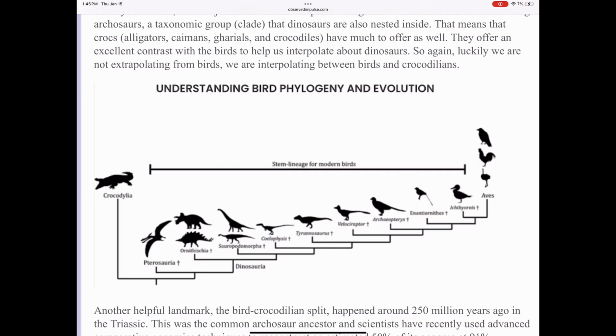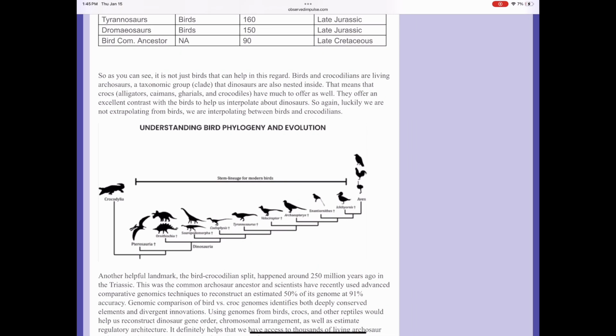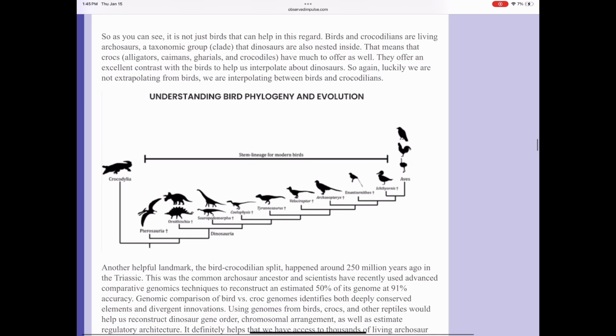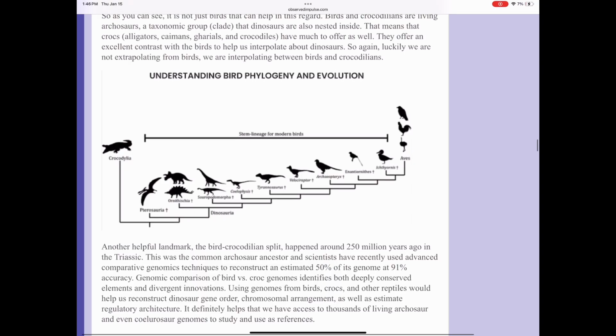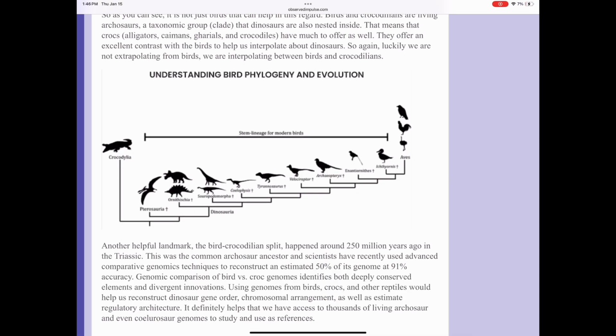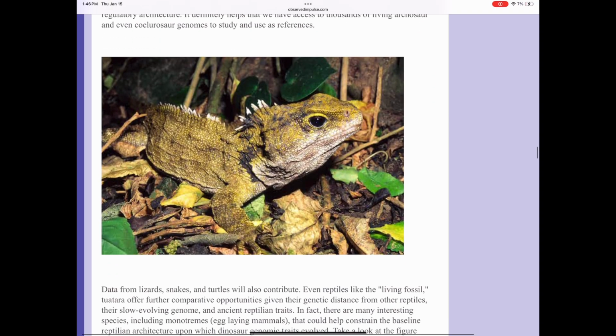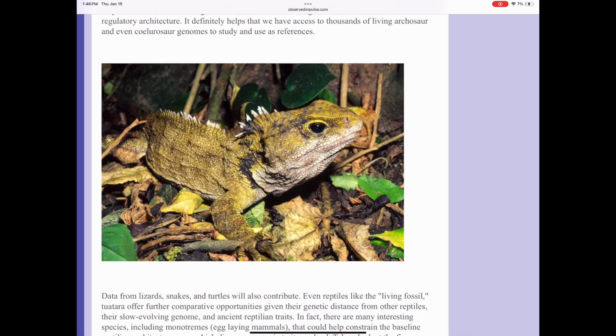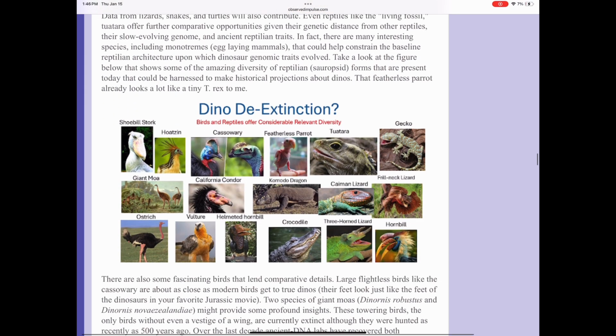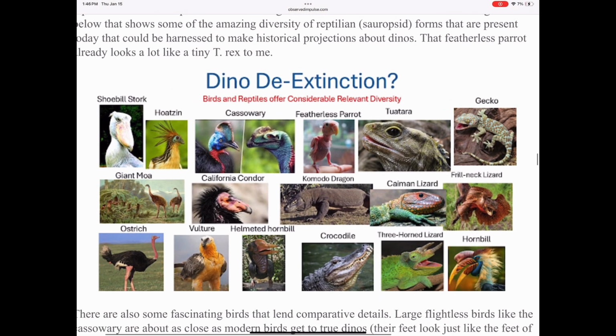There's a lot of morphometric and phenotypic diversity in modern day reptiles. And we'd want to take advantage of this as well. You can see that in living fossils like the tuatara. So here we're talking about dino de-extinction. And as you can see, birds and reptiles do offer considerable relevant diversity.